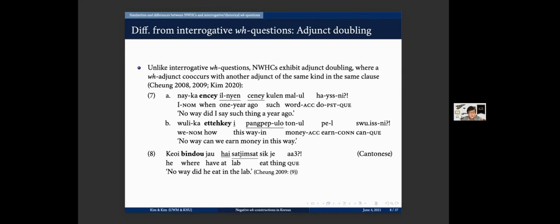Another difference is that unlike interrogative double-edged questions, double-edged constructions exhibit agent doubling, a phenomenon where a double-edged agent can co-occur with another agent of the same kind in the same clause. So in Korean, we can say like 7A, 내가 언제 1년 전에 그런 말을 했니? And also as in B, 우리가 어떻게 이 방법으로 돈을 벌 수 있니? And also in Cantonese double-edged constructions, this agent doubling is also observed, as in 8 here. So here, this double-edged where and another agent phrase here at left.